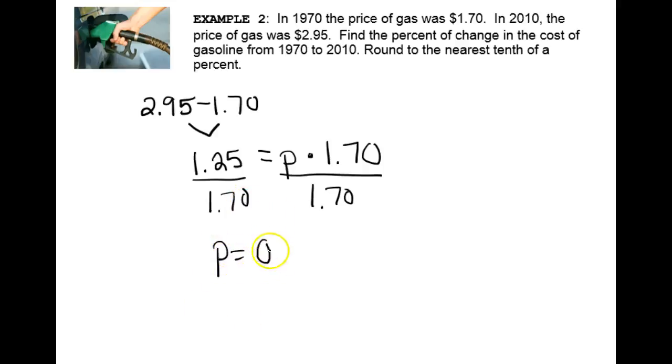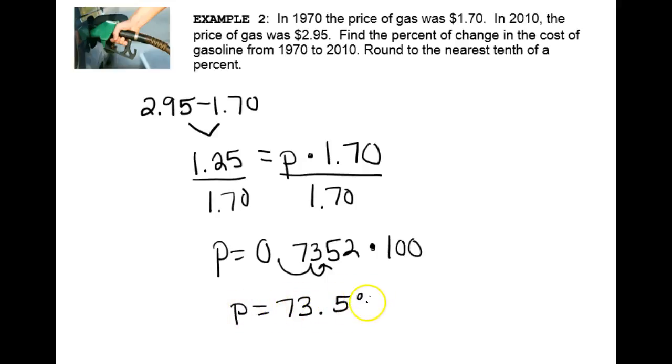And when you do that, you're going to get the decimal 0.7352. So right now it's a decimal. To change a decimal to a percent, we need to multiply by 100. So when you do that on your calculator, or you can move the decimal place tenths, hundredths, that would be a 73.5% increase. And I left that as a 5 because the 2 would leave the 5 alone in that tenths place value.